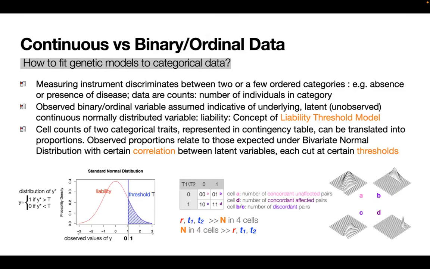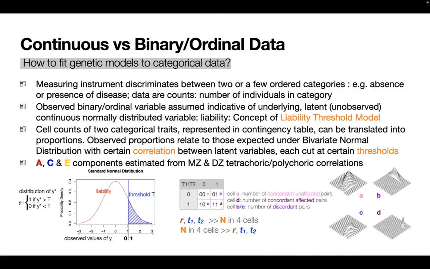which is depicted here in this table, as well as in this bivariate distribution, which has been chopped up in the 2 dimensions to indicate those that are concordant affected, concordant unaffected, or discordant. And it is these observed proportions that relate to those expected under the bivariate normal distribution with a particular correlation, as well as specific thresholds, that allows us to then estimate the A, C, and E, or A, D, and E components from the MZ and the DZ tetrachoric or polychoric correlations.